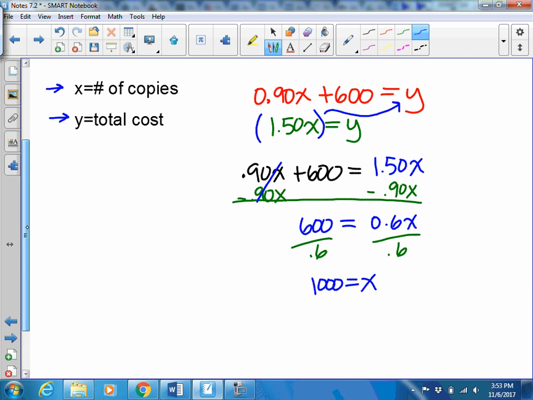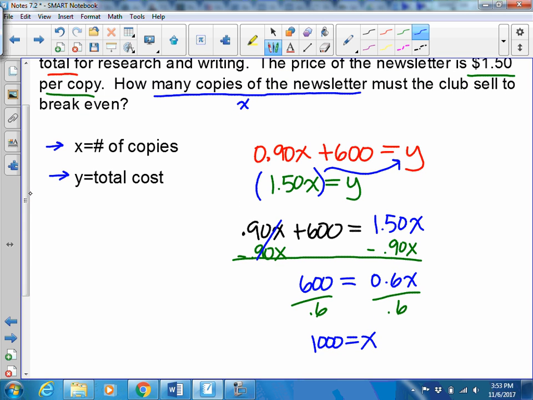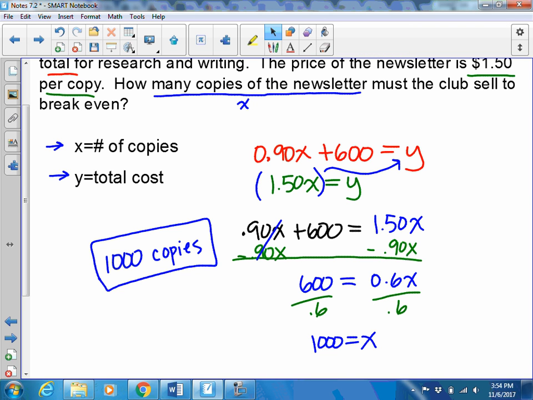Now, when I read my problem, it says how many copies of the newsletter must the club sell? And so that goes with the variable x. So I actually have the answer to my question. If the question went on to say what's the total cost, then I would continue. So I can go ahead and stop because I have my answer. So they had to sell 1,000 copies in order to break even.